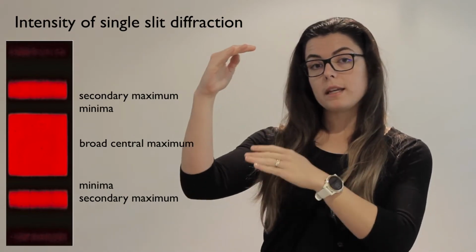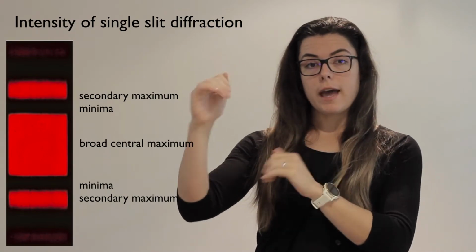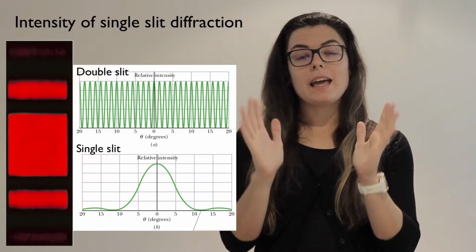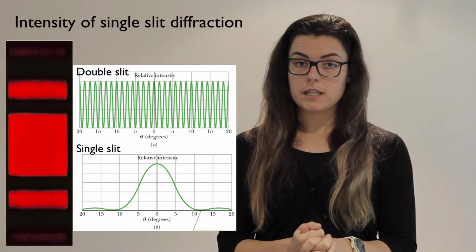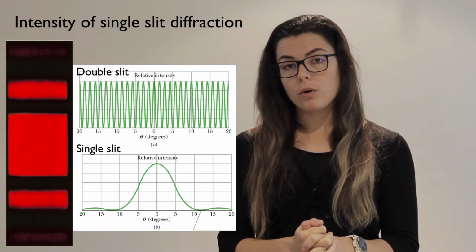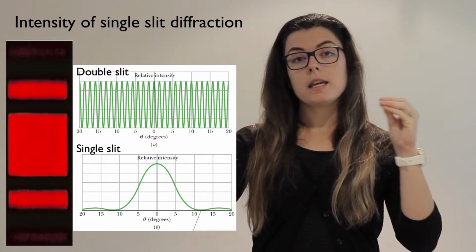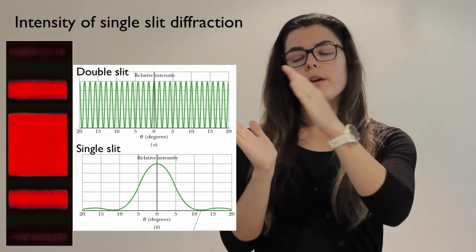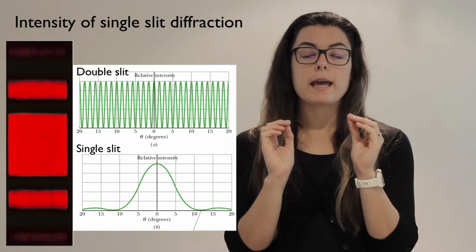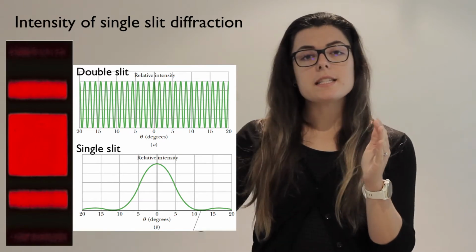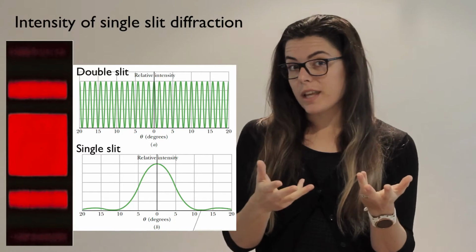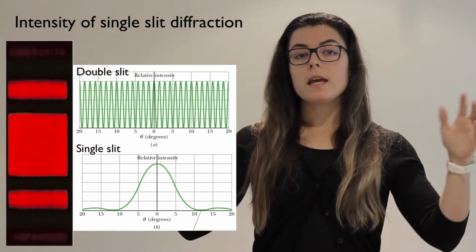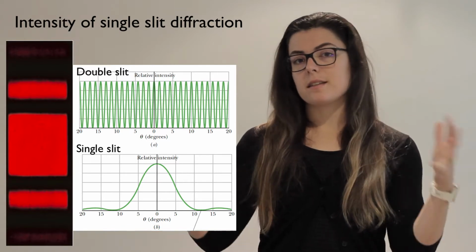Also, in between those maxima, we are going to have minima, roughly halfway in between each maxima. And the central maximum for a single slit experiment is way more intense than the secondary maxima that flank either side of it. You remember that for very small angles, for a double slit experiment, the intensity is roughly equal. Not the case here. So we have a very intense broad central peak and much less intense secondary maxima.